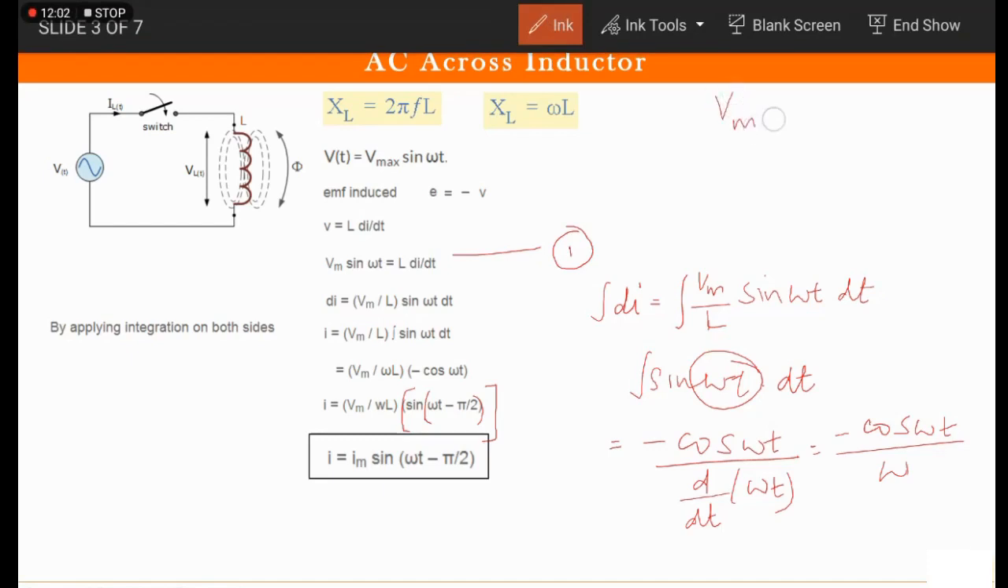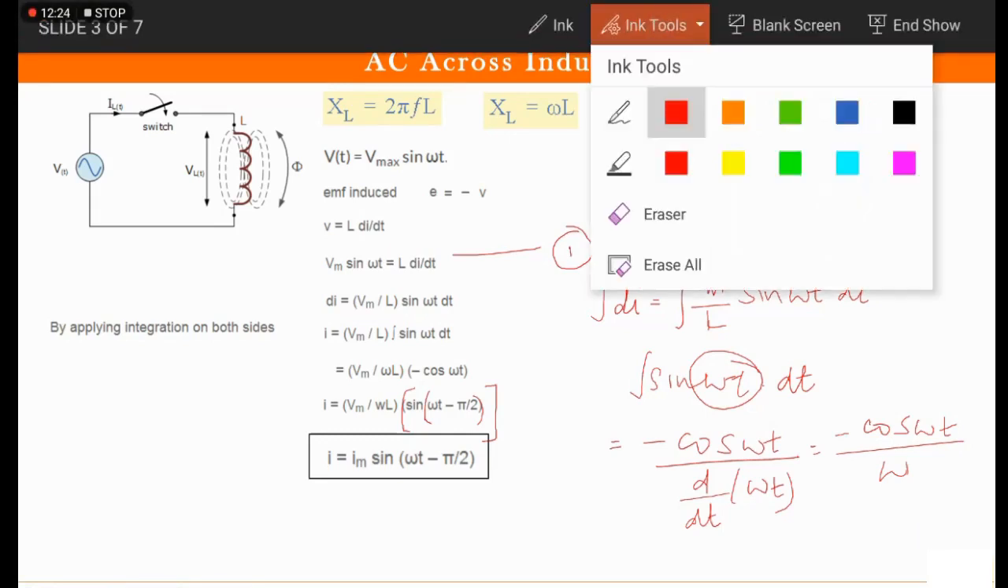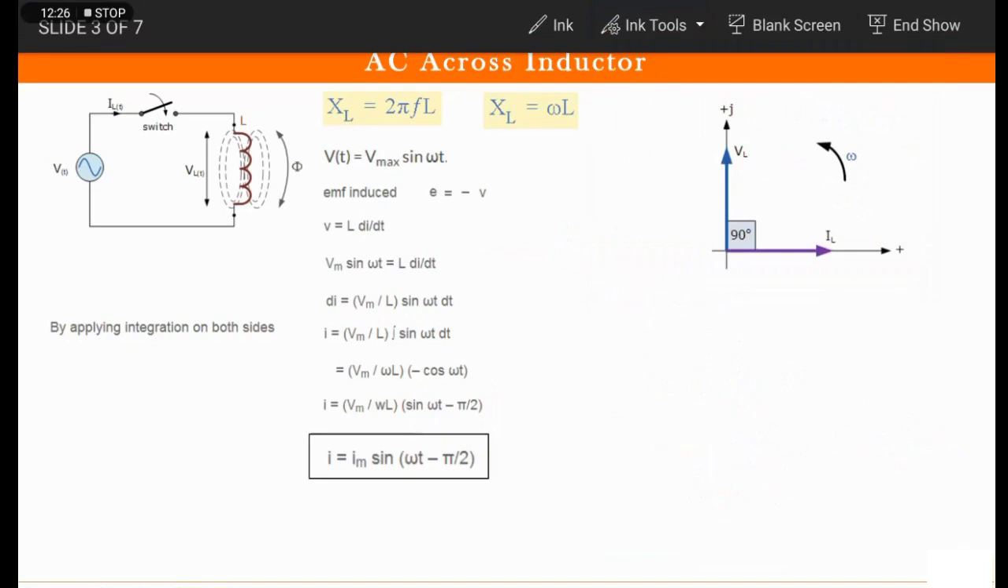So, I'll write that Vm is equal to Im into XL. Similarly, Im is equal to Vm upon XL. Likewise, I can use these laws. Fine. So first let me erase everything.